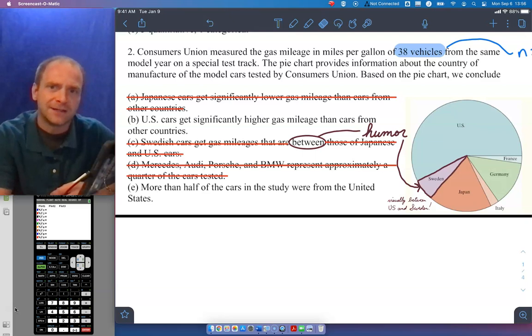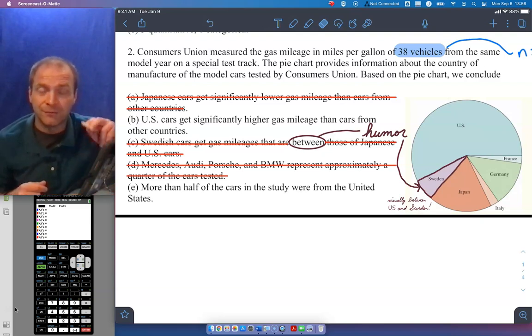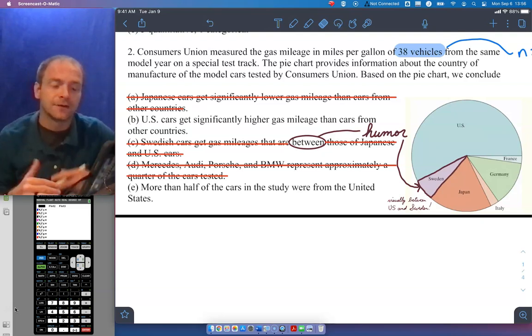In this case, it's because of what the pie chart represents. If we read the prompt, it says the pie chart represents the country of manufacture. It does not represent miles per gallon. So B is the trick answer. And notice it's the first one we read, because some students would go, hey, that's true, and they would mark it down and move on. They wouldn't read the others.